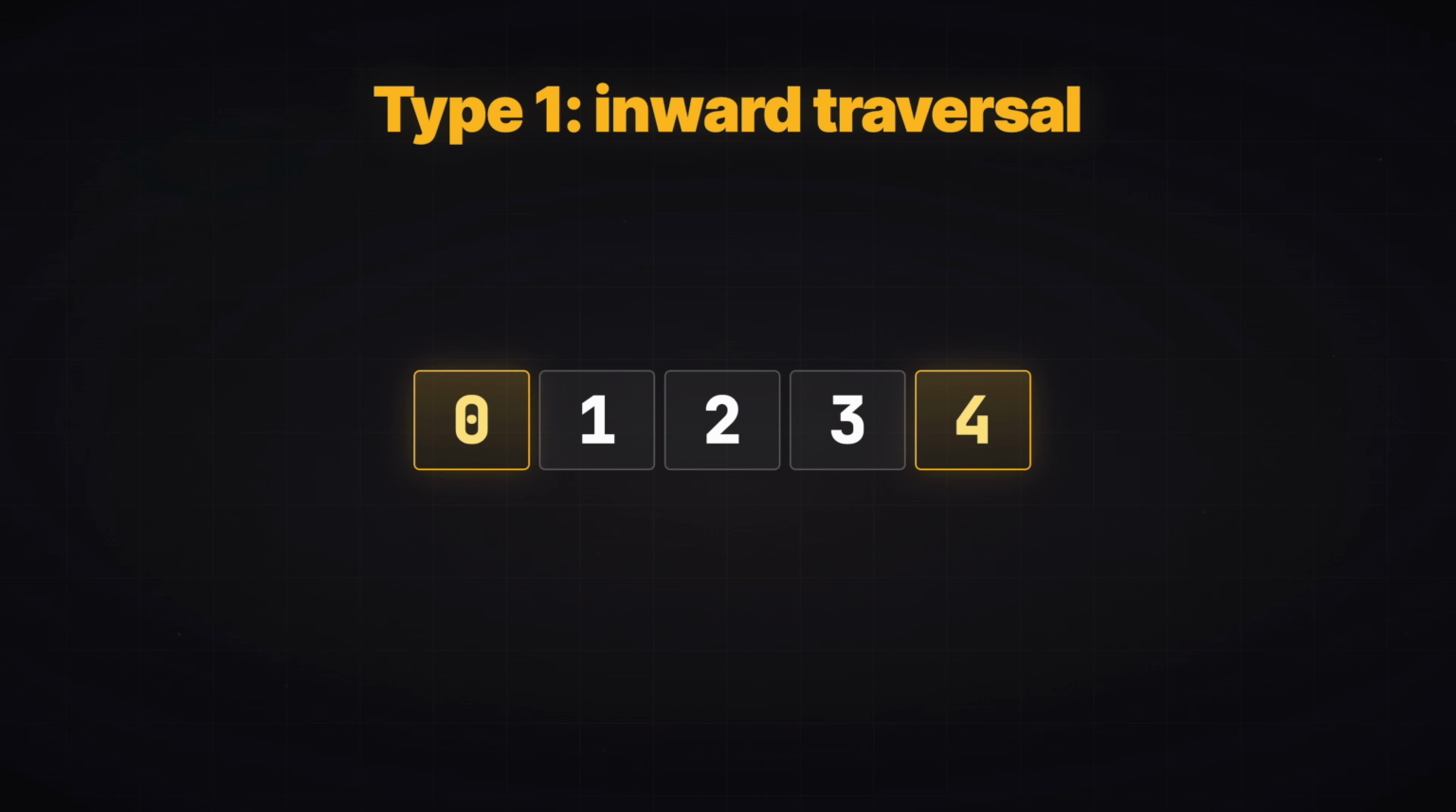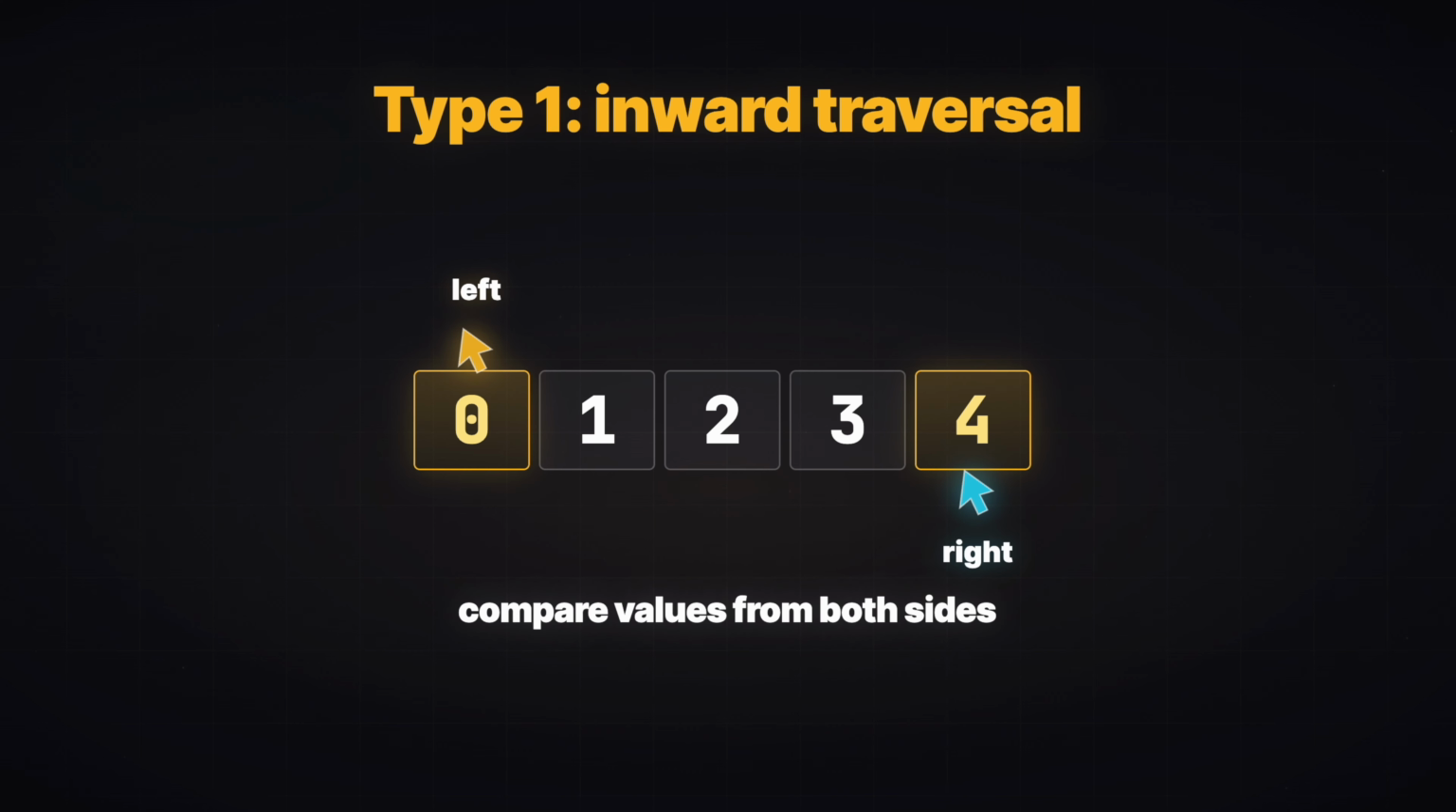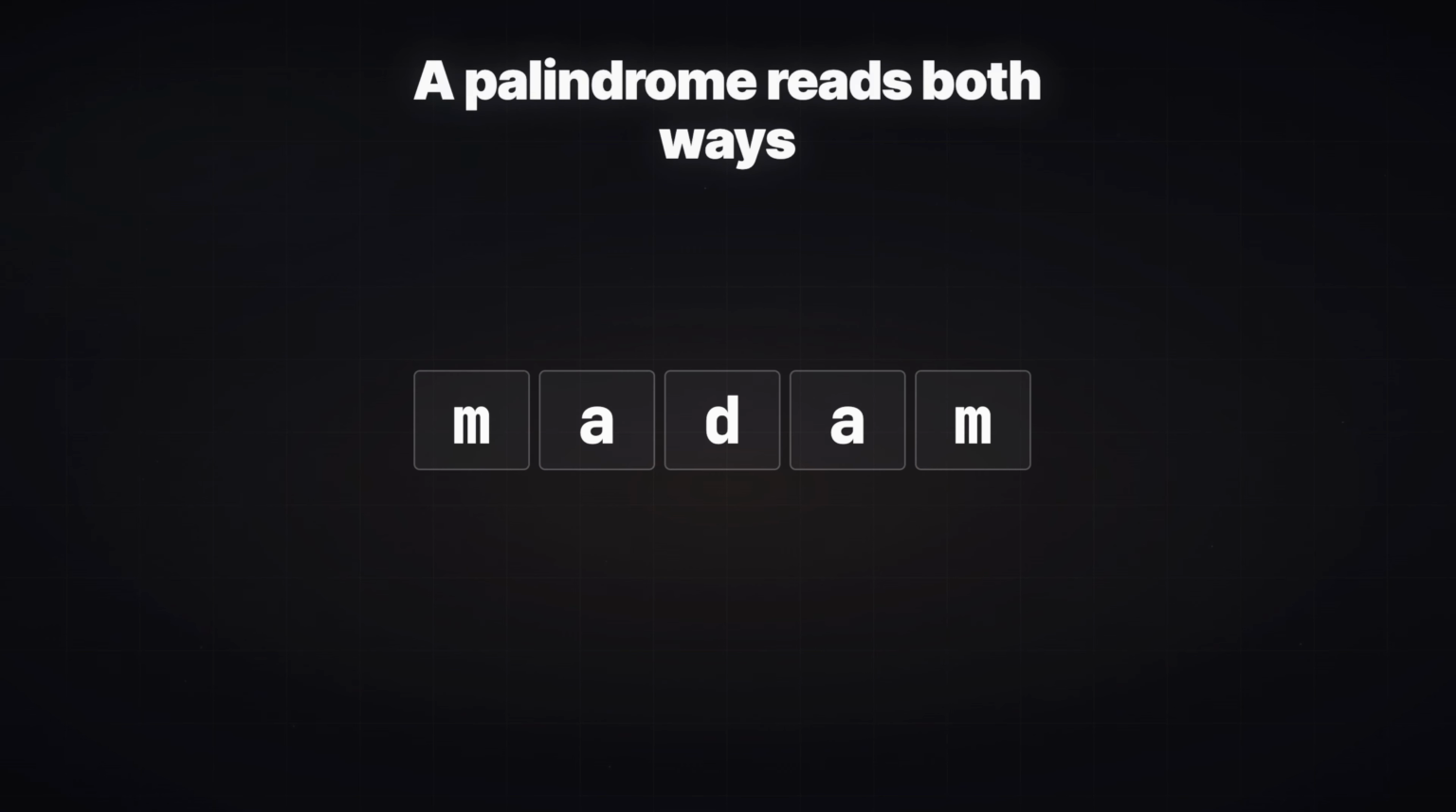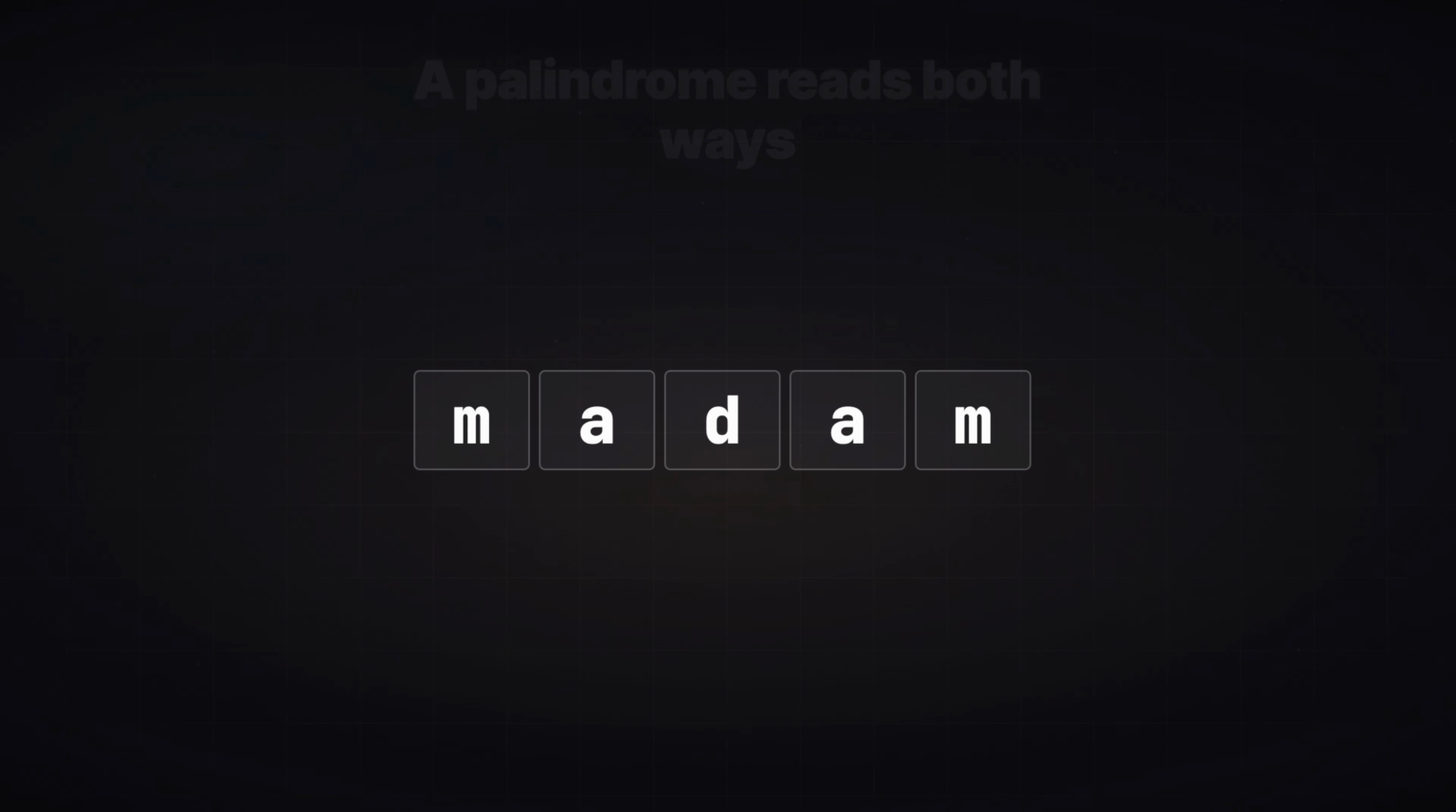Let's understand each one. In inward traversal, the two pointers start from opposite ends. One pointer starts at the beginning, the other pointer starts at the end. Then they move toward the center. Usually we call them left and right. This pattern is useful when we need to compare values from both sides. A very common example is checking whether a string is a palindrome. A palindrome reads the same forward and backward.